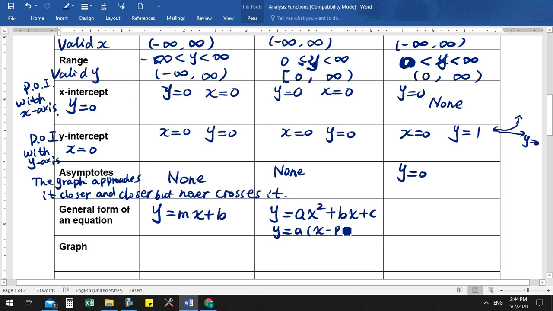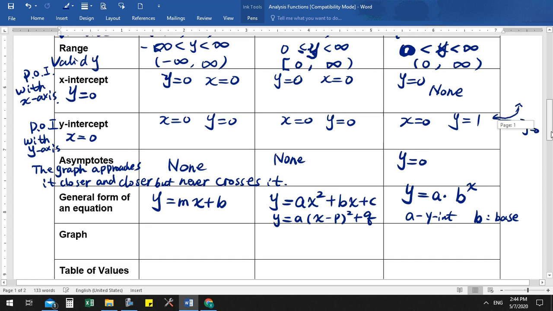X minus p bracket squared plus q. And for this one, it's just y equals a dot b to the exponent x. Dot means times. So a is the y-intercept, the initial value, and b is the base for this exponential function.